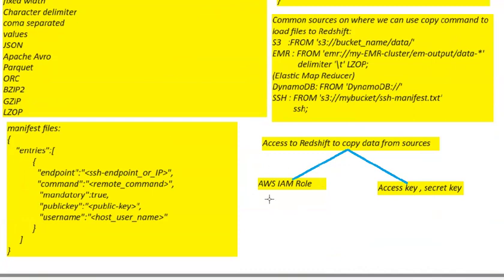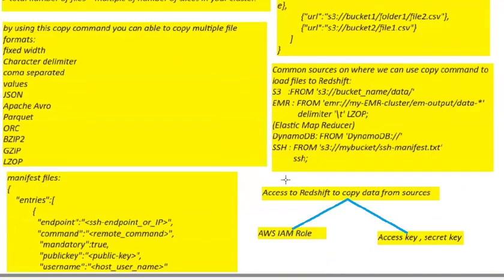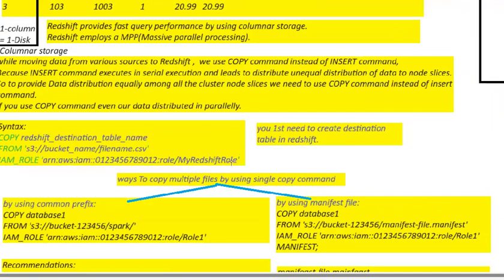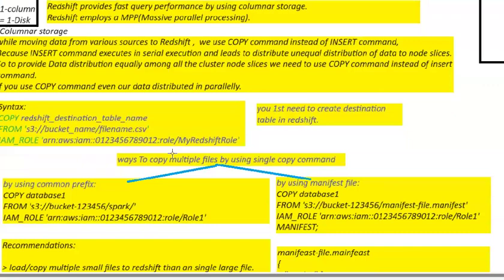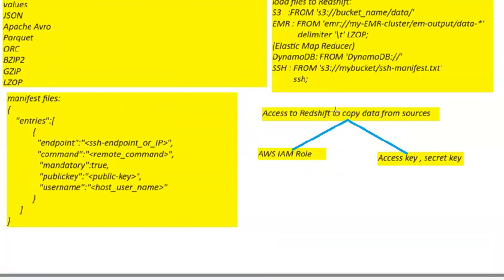What is recommended? An AWS IAM role is recommended because it provides temporary access without credentials. You can see the role has an ARN, Amazon Resource Name, which you need to provide in order to give Redshift access to copy the data from your sources. So whenever you're copying, you just need to provide this IAM role to Redshift so that Redshift can access your sources.